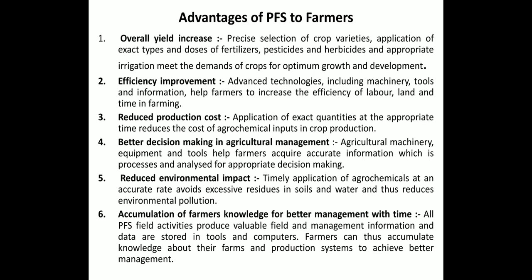And the fourth one, better decision making in agriculture management. As agriculture machinery, equipment and tools help farmers acquire more knowledge or accurate information, which is processed and analyzed for appropriate decision making. Without decisions, there will be a collapse of the economics or the production record, and the investment will not match the cost of production. With the help of the precision farming system, farmers can take better decisions, especially in agriculture management.